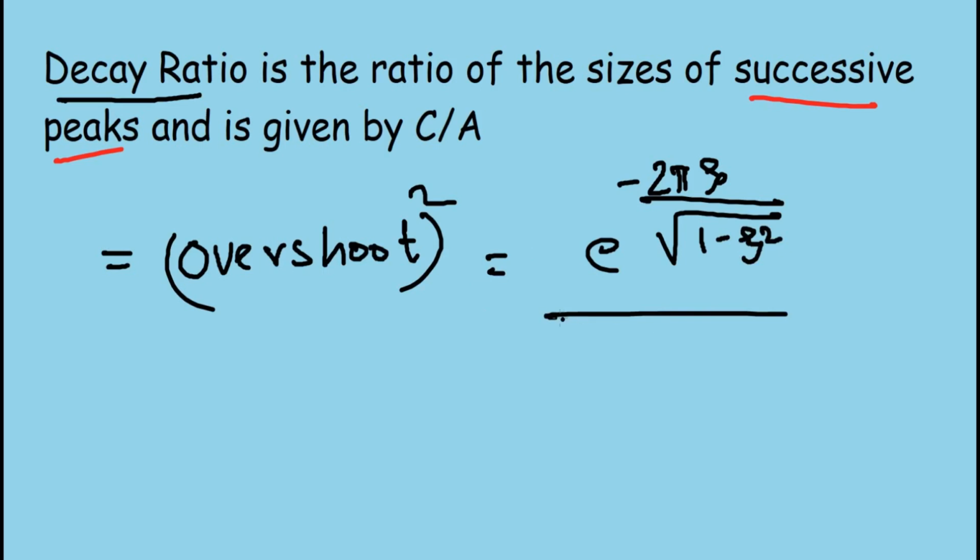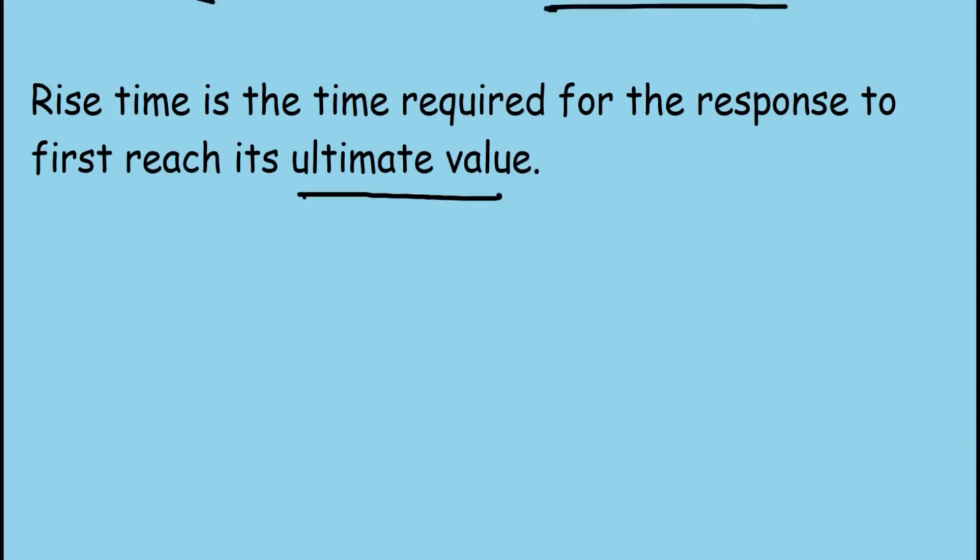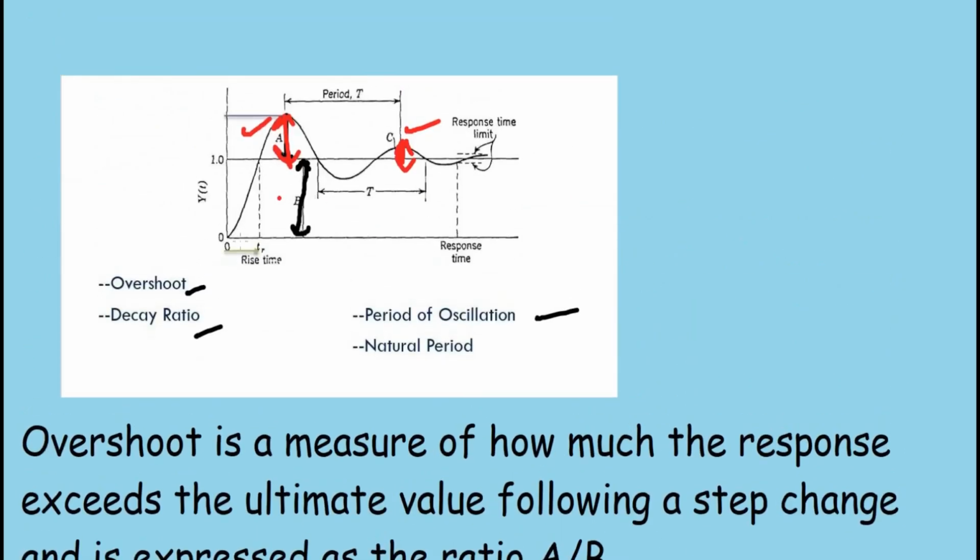Next, rise time is the time required for the response to first reach its ultimate value. Again, in the graph you can see over here, this is the rise time, the time required for the response to first reach the ultimate value. This is the ultimate value. So when it reaches the ultimate value for the first time, the time that we have is known as the rise time. I hope it is clear now.